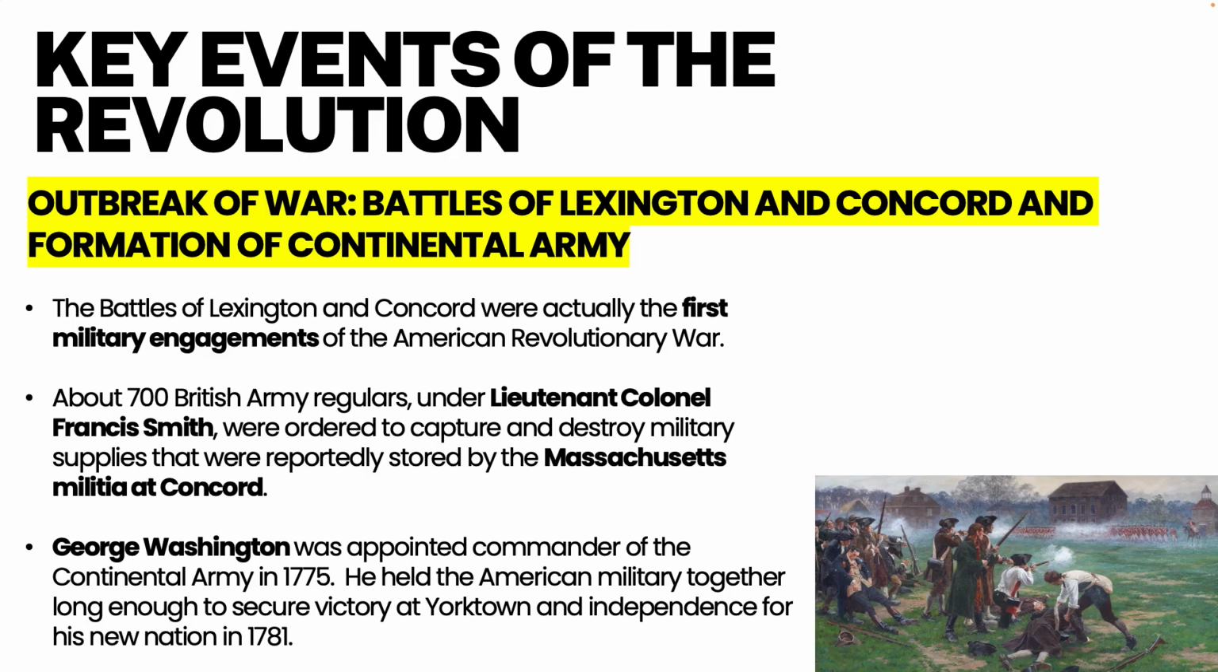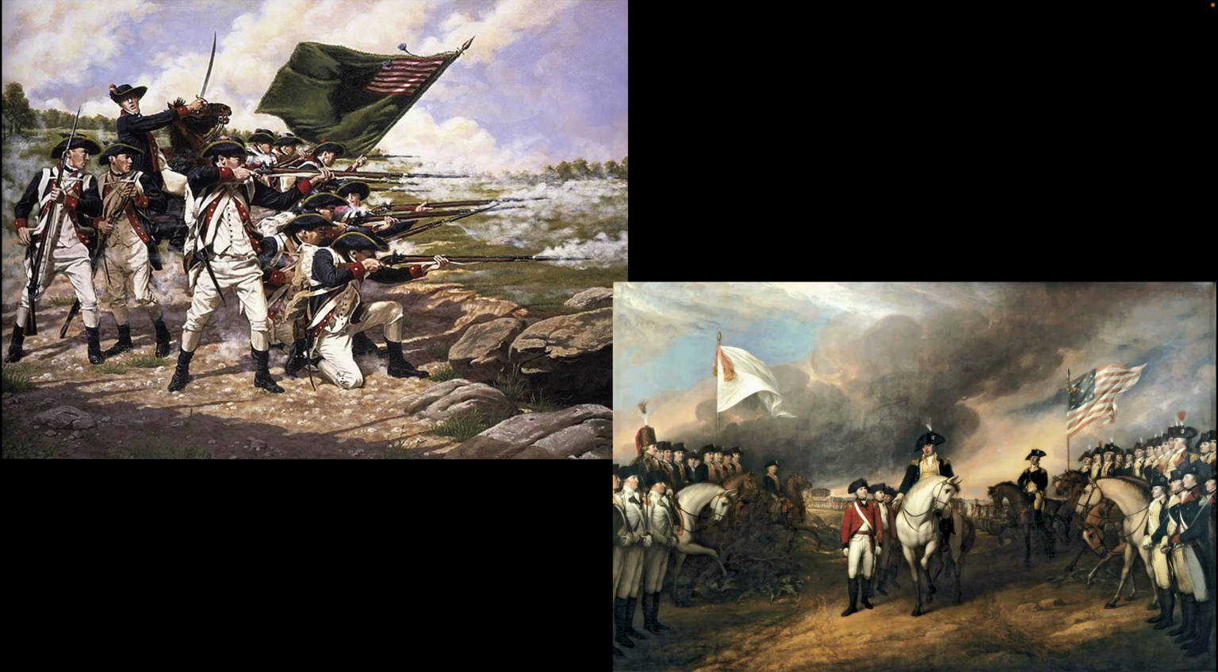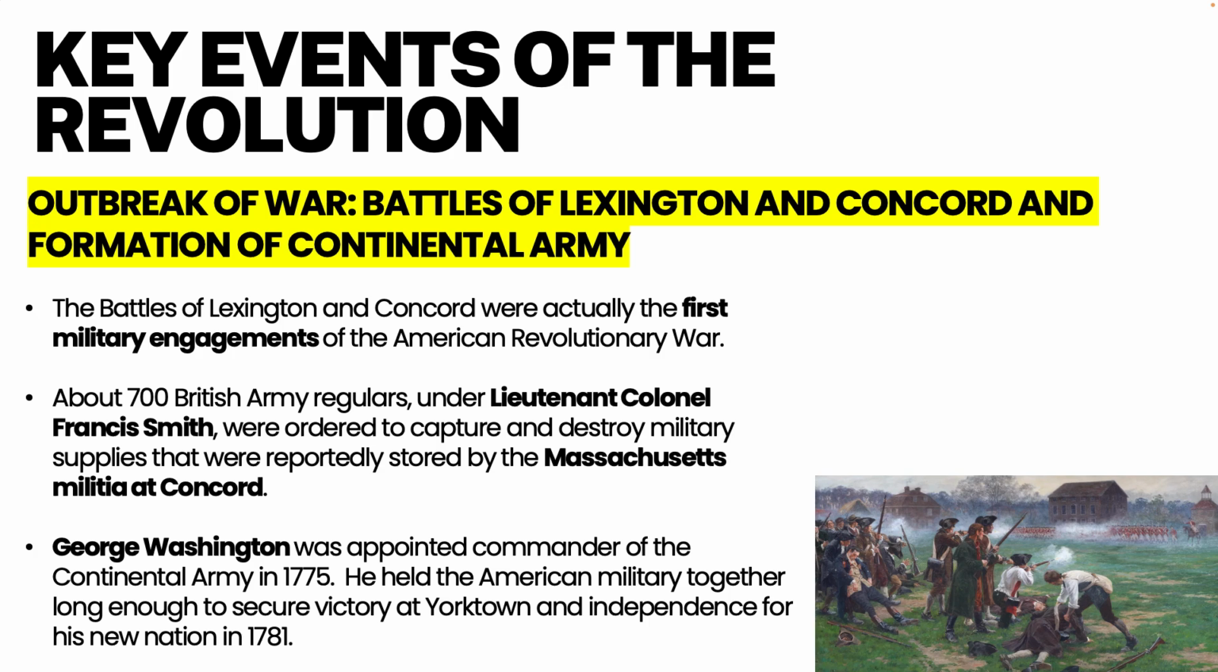So at this time, ang na-appoint na commander ng Continental Army, by the way, the Continental Army is this. This is the representation of the 13 colonies of America. Ang naging leader niyan ay si George Washington, which was the first president. Hindi pa siya officially a president, but he was the commander of the Continental Army in 1775. So, he held the American military together long enough to secure victory at Yorktown and independence for his nation in 1781. So, George Washington is a very historical individual, not only as a president, but as a revolutionary himself.